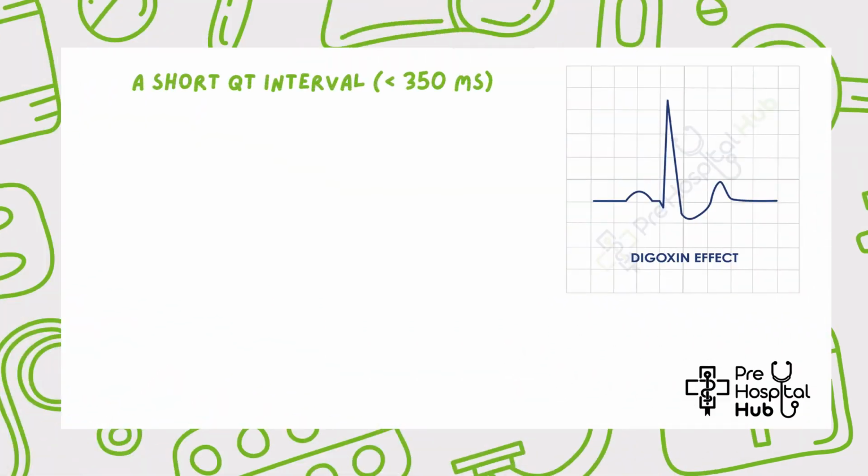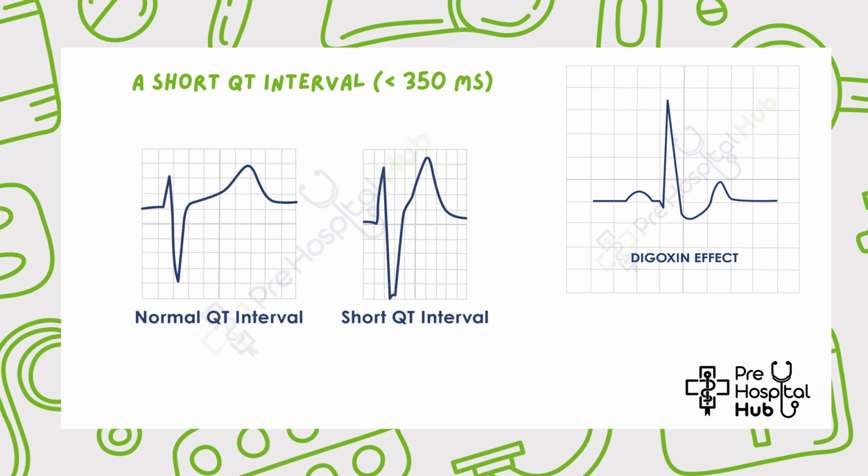We may also see a short QT interval, less than 350 milliseconds, or there may be an increased PR interval of greater than 200 milliseconds, due to digoxin being a cardiac glycoside. This slows down the conduction of electrical impulses through the AV node due to the increased vagal effects mentioned previously.